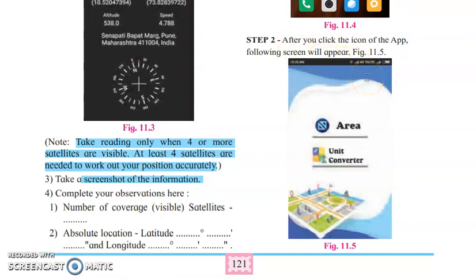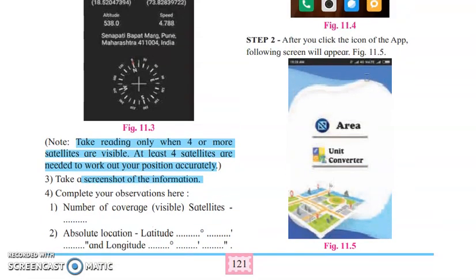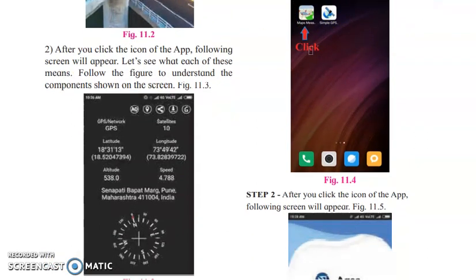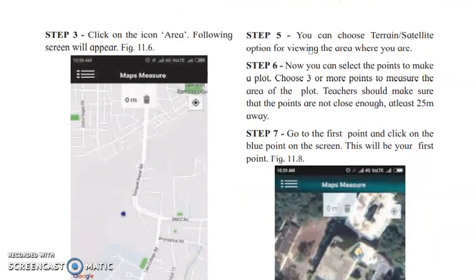So this is the screen which will appear. There are so many apps available on internet, so you don't have to download those apps with the same name. You just see the icon carefully, your maps measurement, and try to get the same app. Okay. After that, click on the area icon.